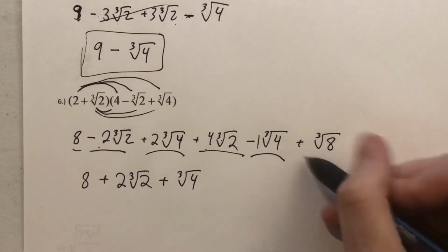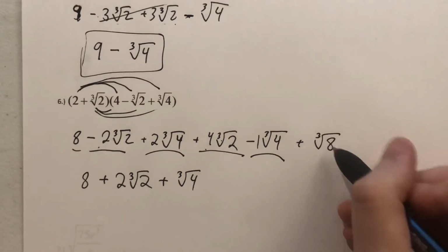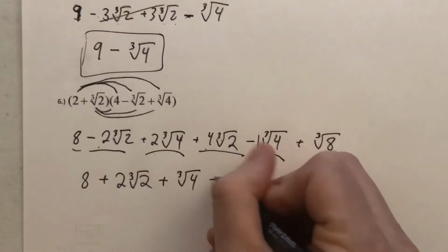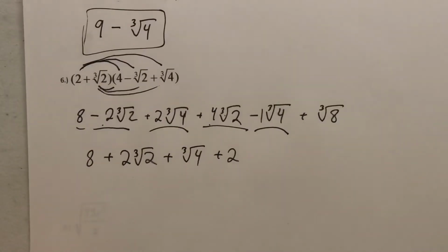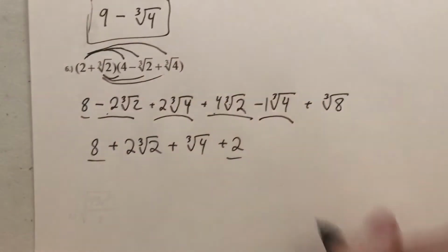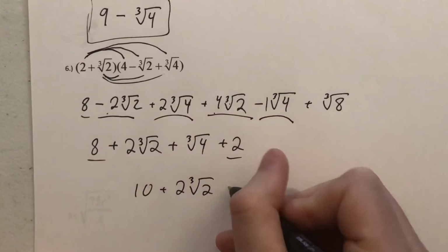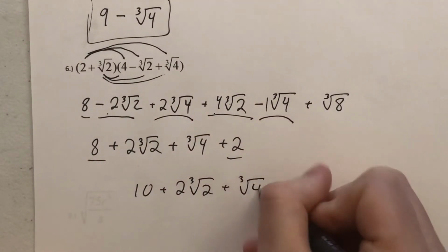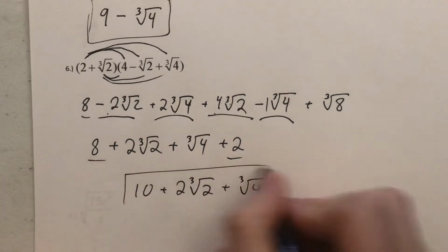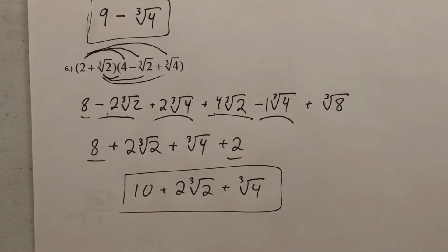And then this is the only cube root of 8 term, but cube root of 8, that works out nicely, conveniently, to a 2, which means now we have a little bit more in the like terms category. We can combine those 2 values, and then that right there would be our fully simplified answer.